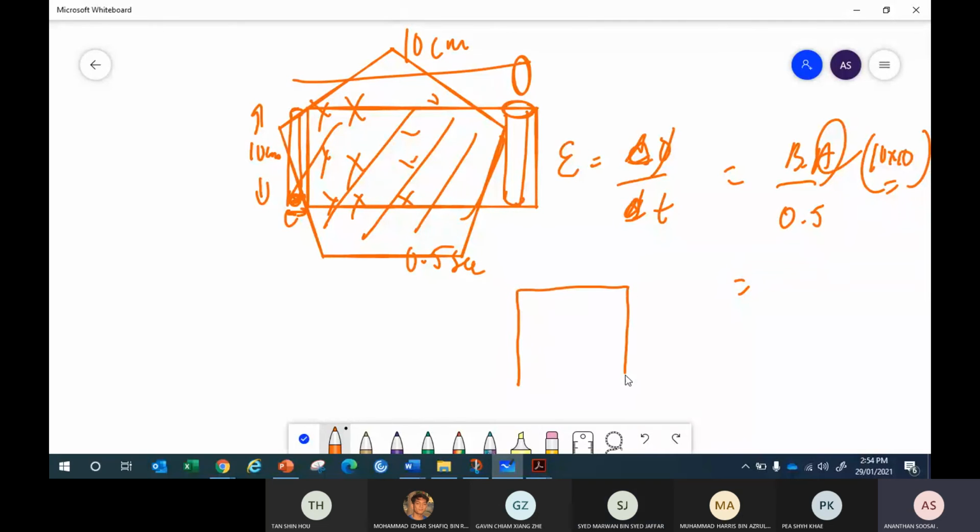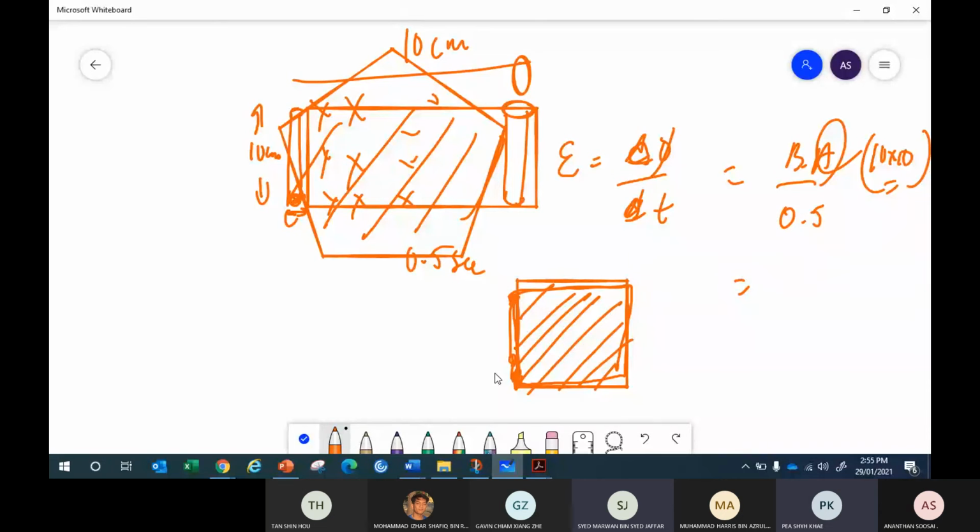If the conductor is in a rectangular shape, then the area we use is the area trapped by this coil. Not the cross-sectional area of the one conductor, but the area trapped by the wire. Okay, good idea. Okay, thank you, teacher.